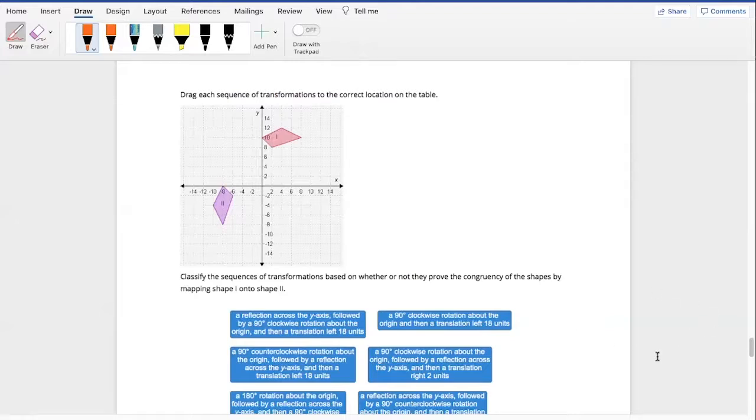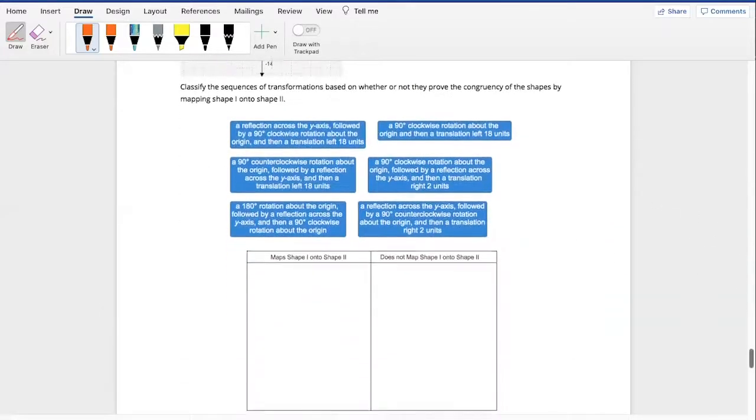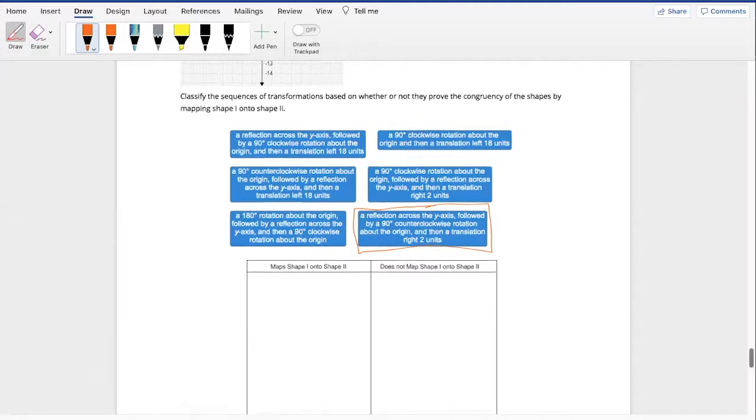And then our last one. They give you all these different types of transformations and you have to drag them. Either they map to the shape, which means they match up, or it does not match up. I'm going to do this one as an example for you guys, and then you can figure out the rest on your own. So this one says a reflection across the y-axis, followed by a 90-degree counterclockwise rotation about the origin, then a translation 2 units right. So lots going on, a lot of directions to follow.